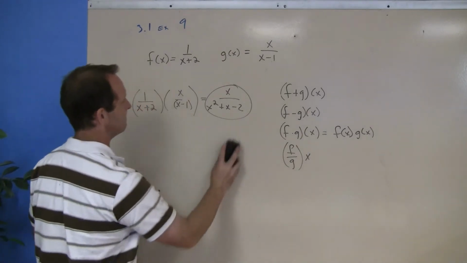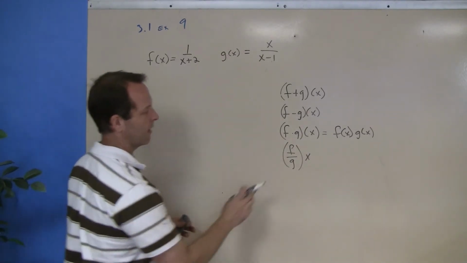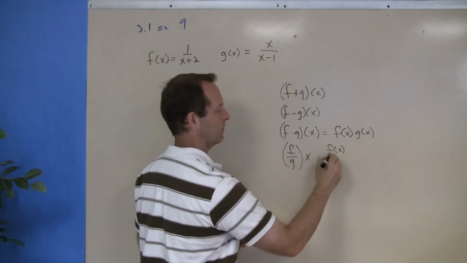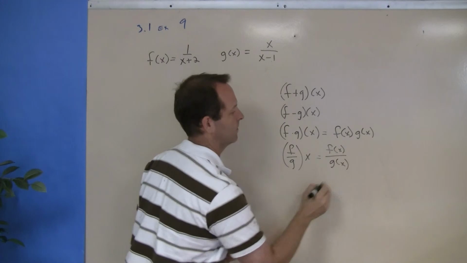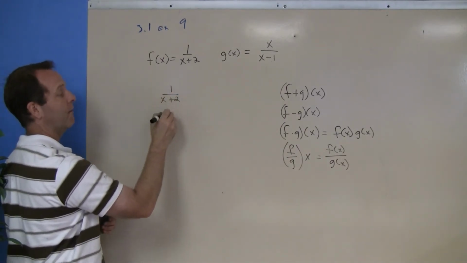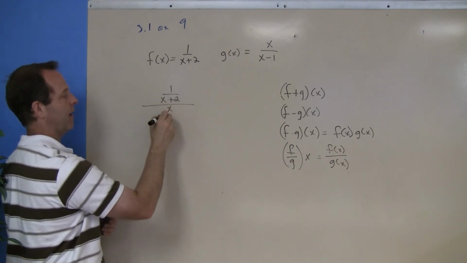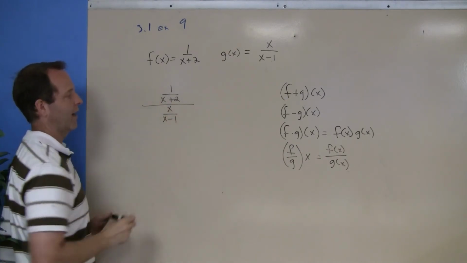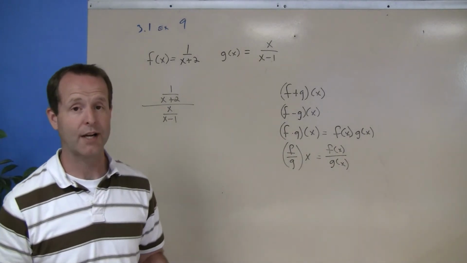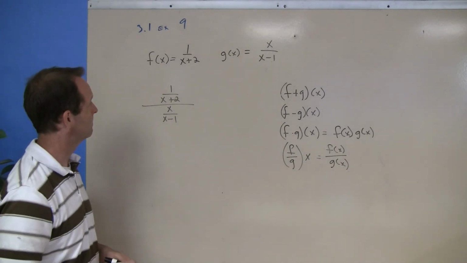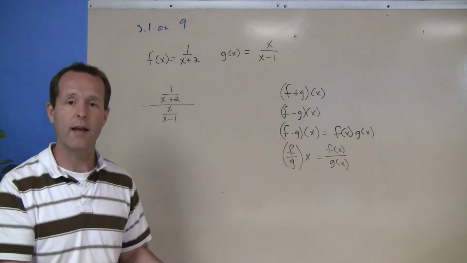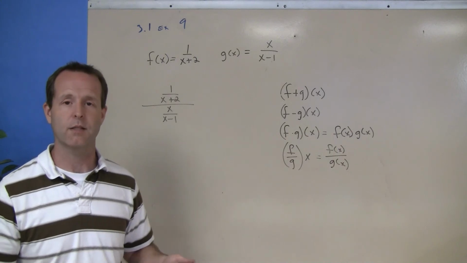And lastly, f divided by g of x equals f of x divided by g of x. So I'll just write that down as 1 over x plus 2, f of x, divided by g of x, x over x minus 1. I know I have a complex expression there, or a complex rational expression to solve and reduce. So that's how you set those problems on up. Solving them from here on out, we need to refer back to some of the things that we've learned before.